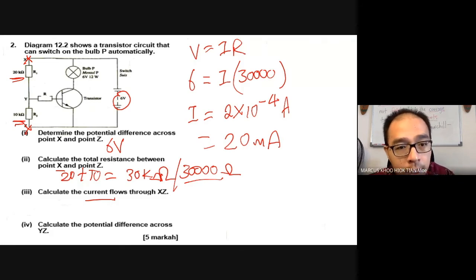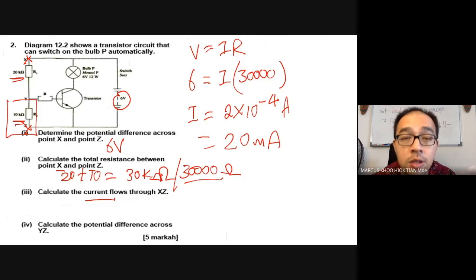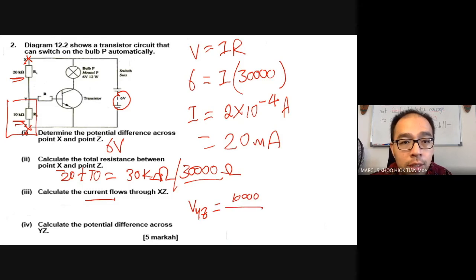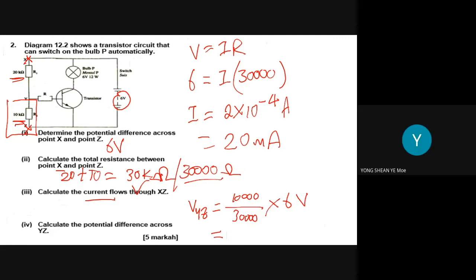Now let's calculate the potential difference across YZ. Just here. We want to calculate this voltage. And this is where we use the voltage divider circuit. So the voltage of YZ will be equal to 10,000 over the total, which is 30,000, times 6 volts. How much? 2 volts.